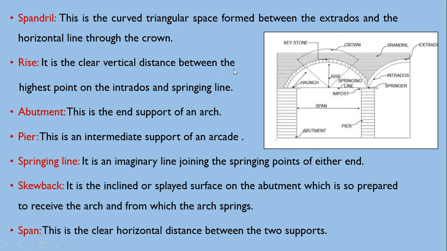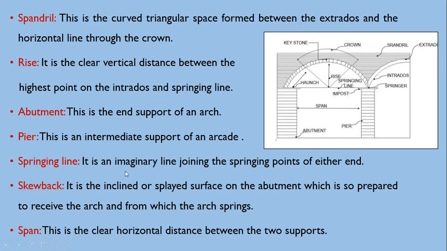Rise is the clear vertical distance between the highest point on the intradus and the springing line. In the case of this intradus, this is the highest point, and the vertical distance to the springing line is called the rise. Abutment is the end support of an arch. Already we have discussed, this is called the abutment, and the pier is the interior support.